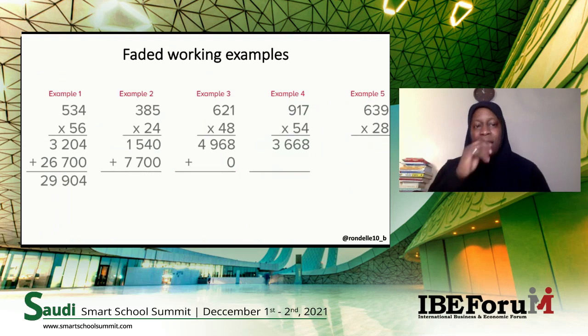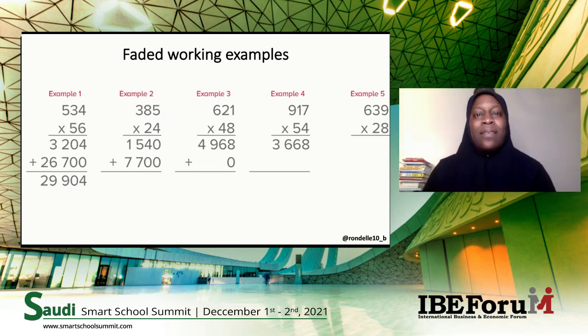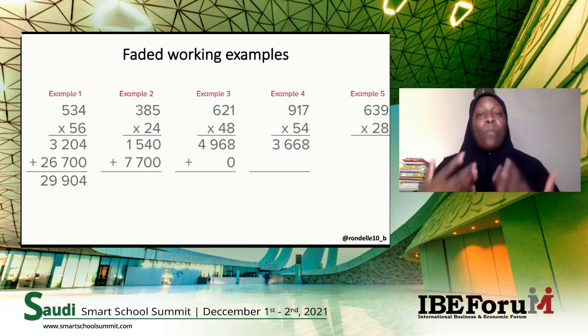Now, by a faded example, if you look at example 1, you've got the multiplication, you've got the steps to show the working out and the final answer. But as you go from example 1 to example 5, you'll see that different aspects have been removed. So in the end, by the time they get to the 5th example, all they've got is the actual problem to work through. So by faded examples, you remove the scaffolding so the students gain more independence.